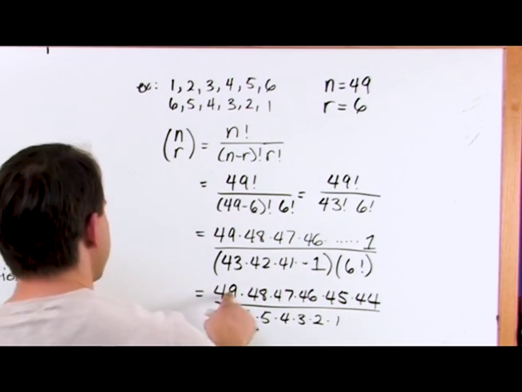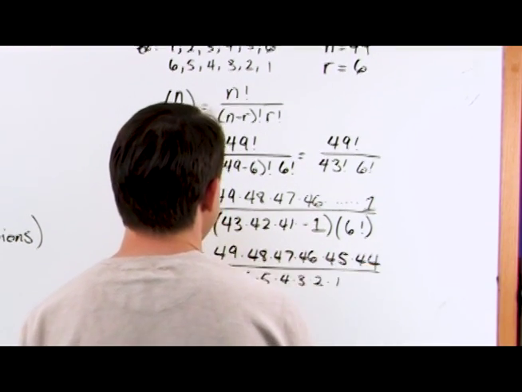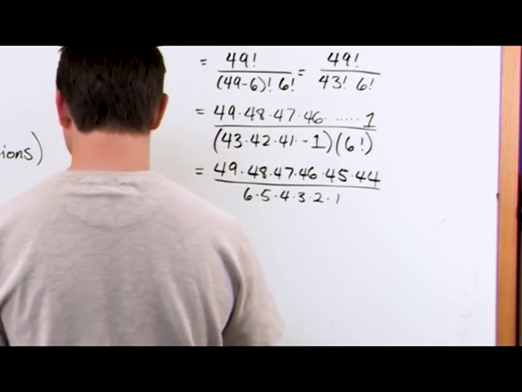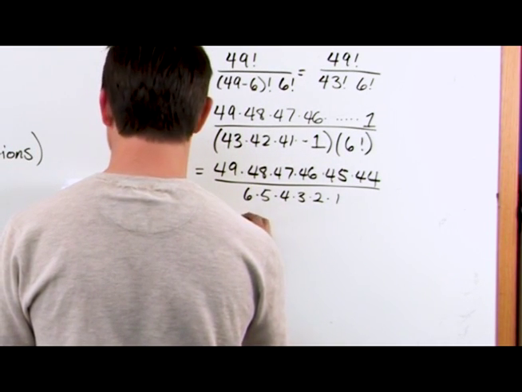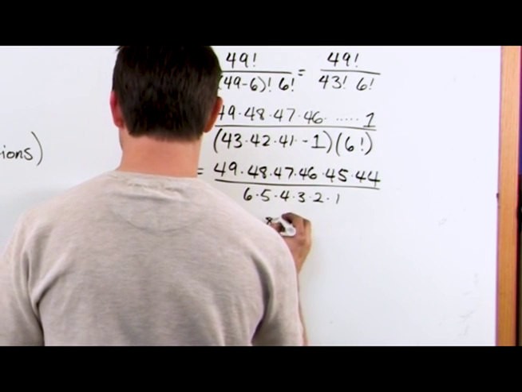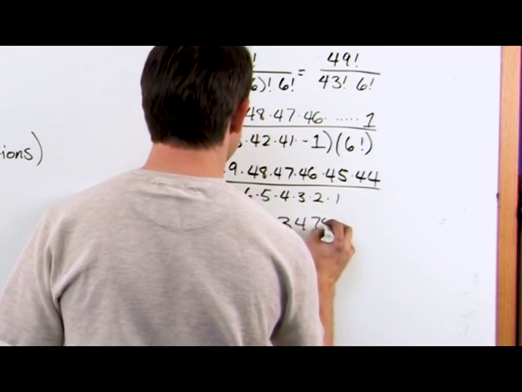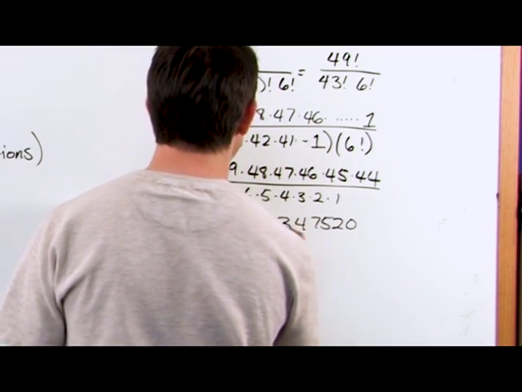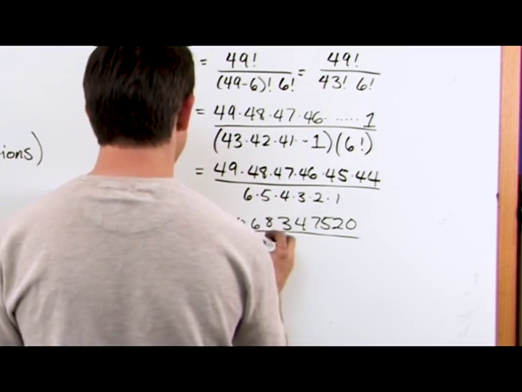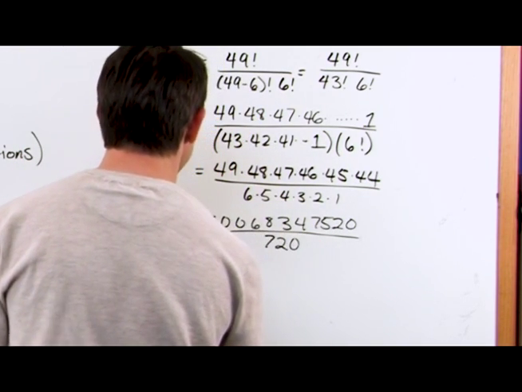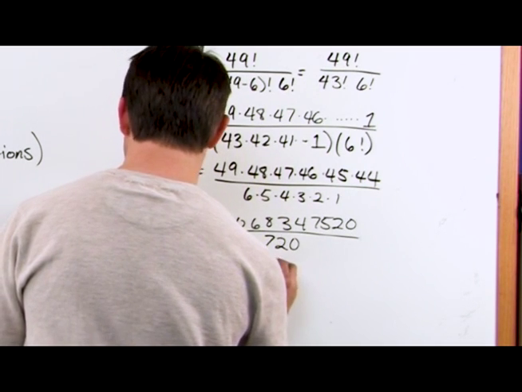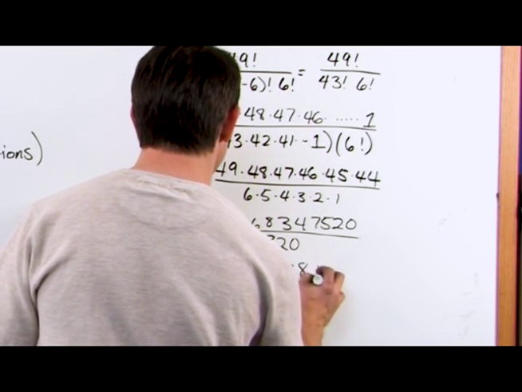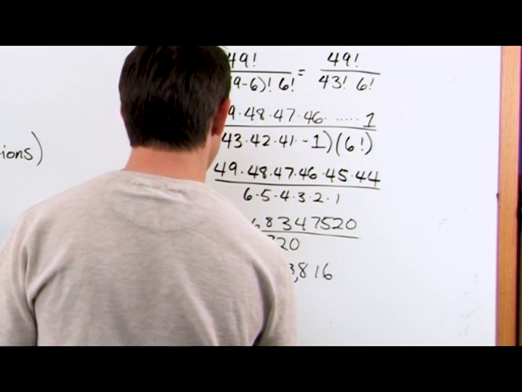And if you were to take 49 times 48 and on down to 44 and then divide it by this, on the top, you'll get a very, very large number. You'll have 1,006,834,752,0. And on the bottom, 6 factorial is just going to be 720. And when you divide those two numbers together, you will get 13,983,816. Okay?